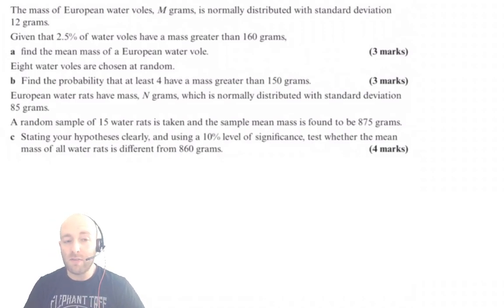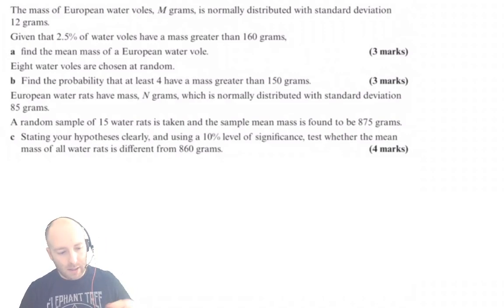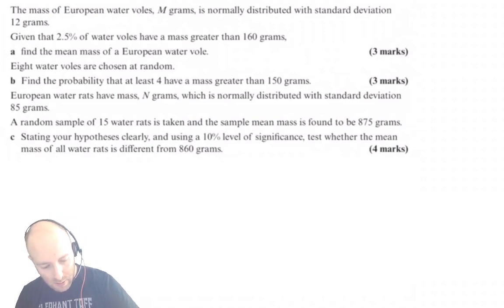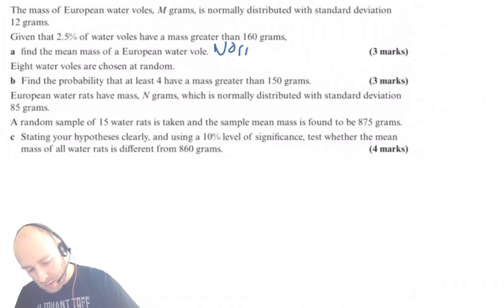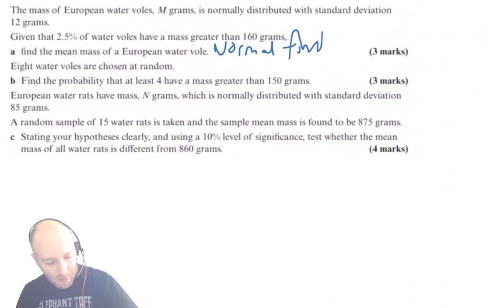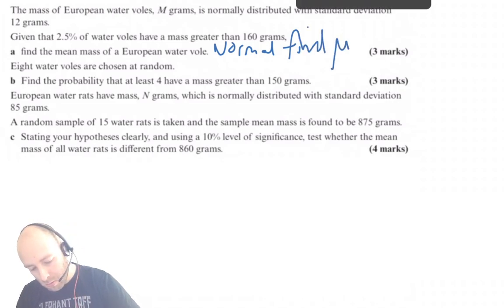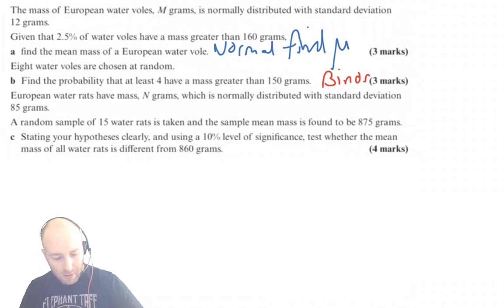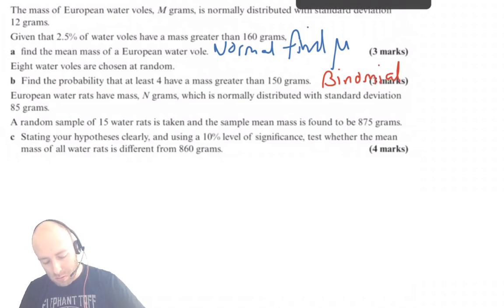So part A is basically find the mean, so it's nothing to do with hypothesis testing yet. 8 voles are taken at random, find the probability got a mass greater than 160 grams. Well, that's a binomial question, so you need to do a bit of binomial distribution in here as well. And then we've got a hypothesis test at the end. So I'll label the parts for you and you can try it all. So part A is a normal, find mu. Part B is a binomial. And part C is a normal hypothesis test.